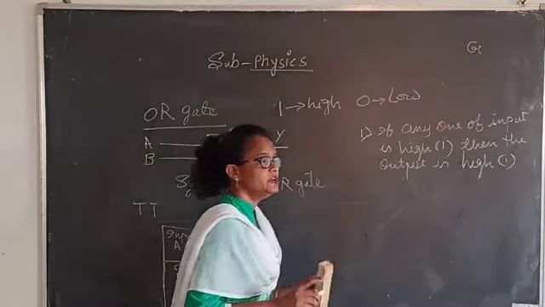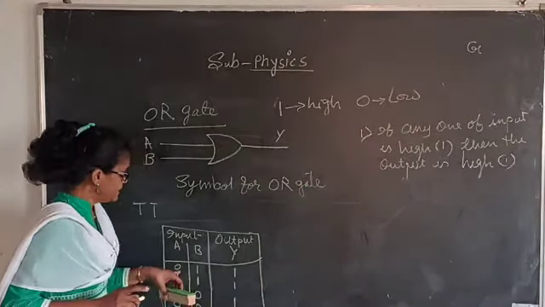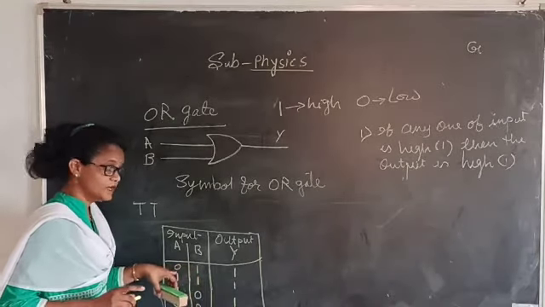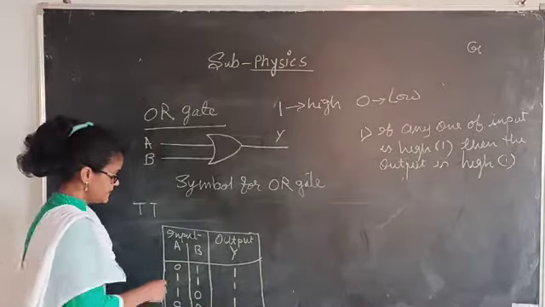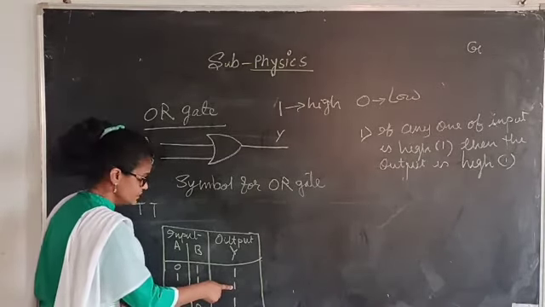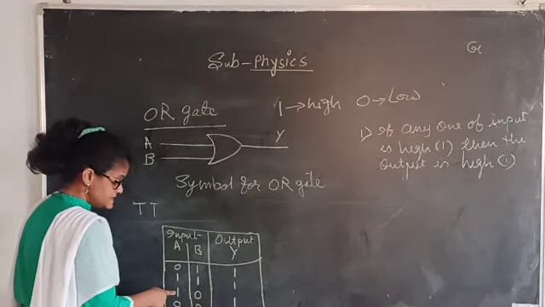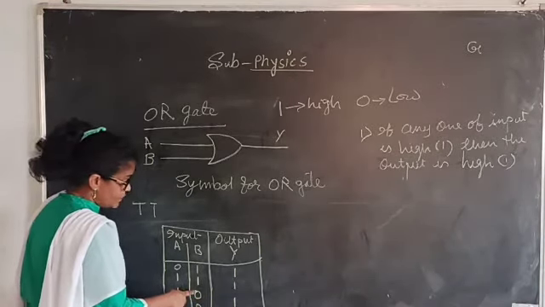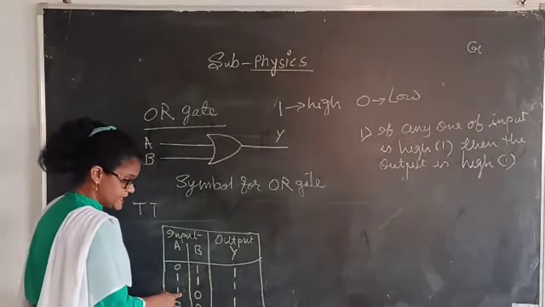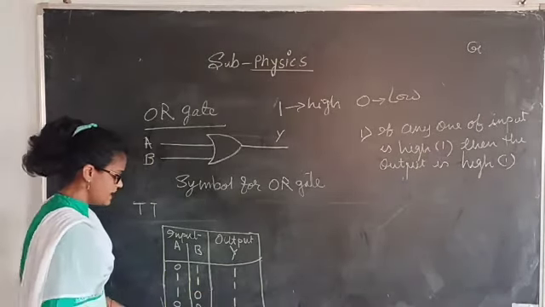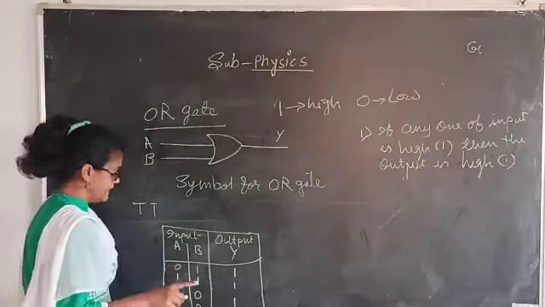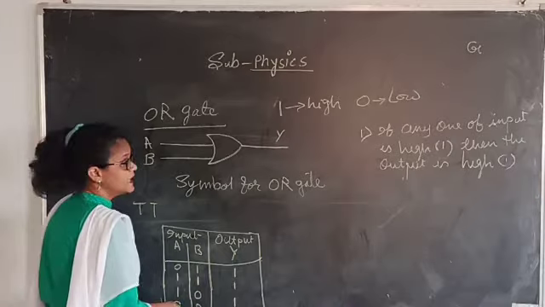Okay. In any of the conditions you can see A is 0 but B is 1. One of the inputs is 1, so that's why the output is 1. Here both the inputs are high and your output is also high. Here A is high whereas B is low, still our output is high because at least one of the inputs is high. And the output is low only when both the inputs are low.